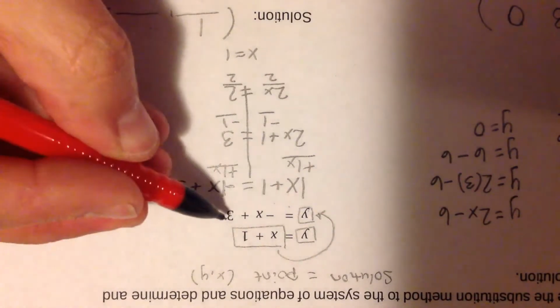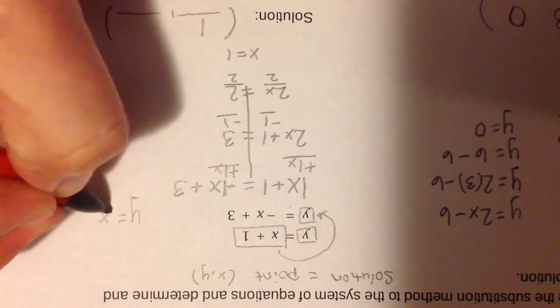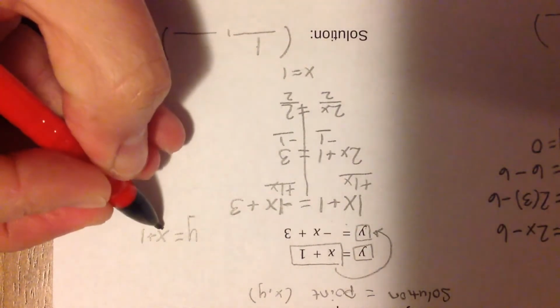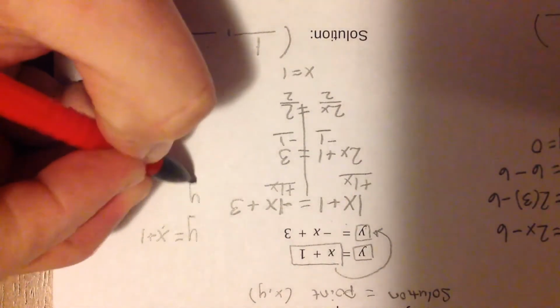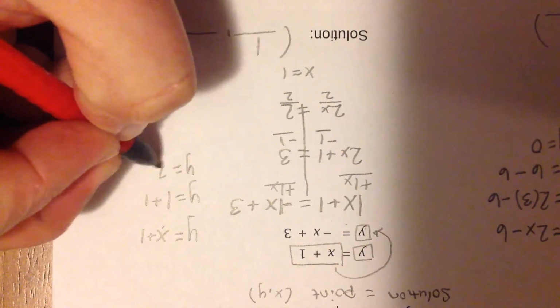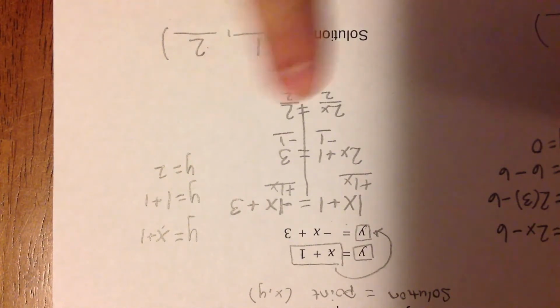And again, I don't like negatives, so I'm going to use the top one this time. So I have y equals x plus 1. This one isn't too bad. I know that my x value is 1. I'm going to substitute 1 back in here. So y equals 1 plus 1. We know that y equals 2. So my solution here is 1, 2. That's going to be the point where those two graphs cross.